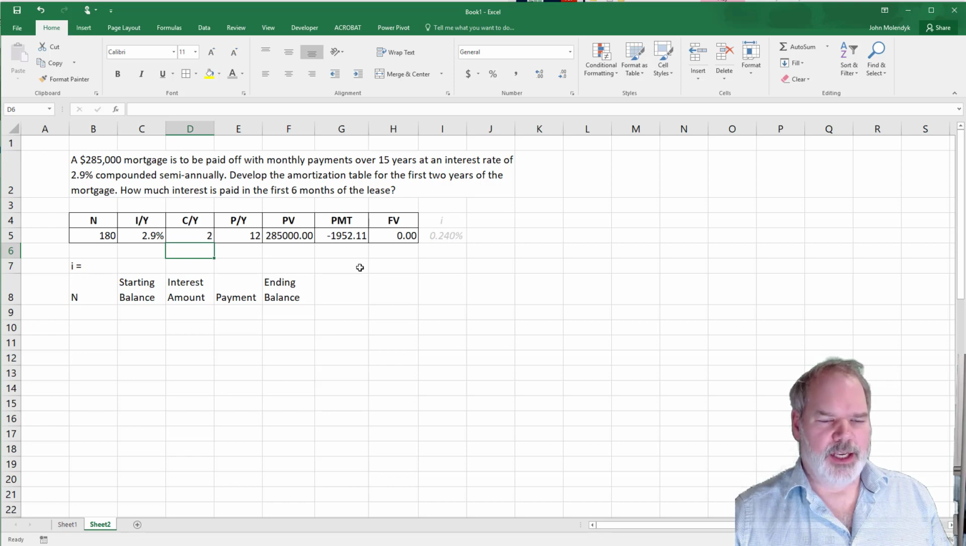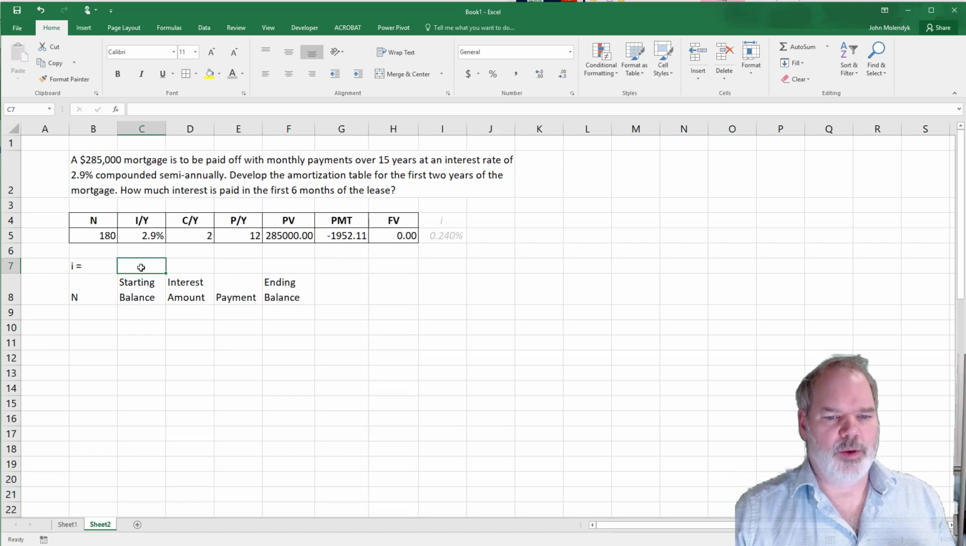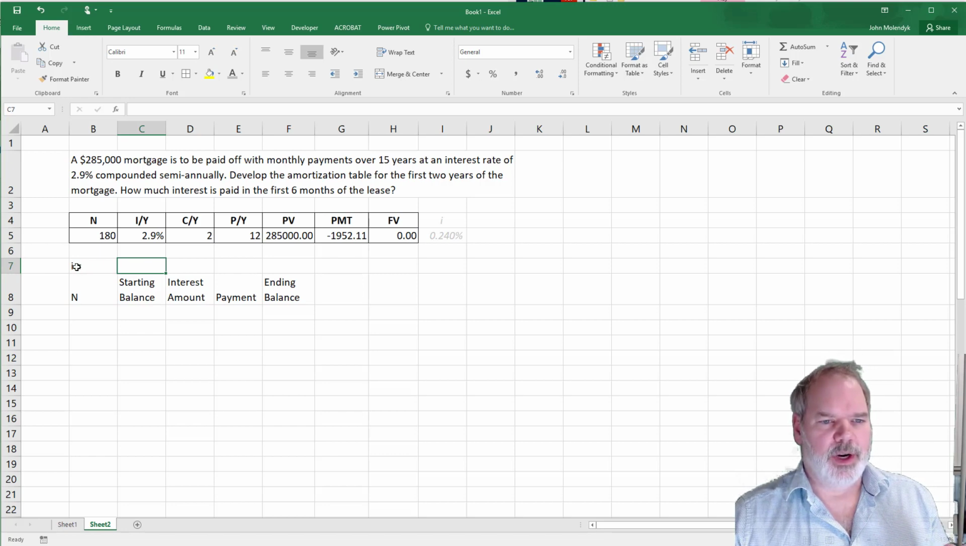We calculated I here, but we might want to use a formula to do it. To build the table, we actually have to calculate the periodic interest rate. Because we have semi-annual compounding with monthly payments, we have to calculate the equivalent rate. Remember, our formula for that was (1 plus I1) to the M1 over M2, minus 1.